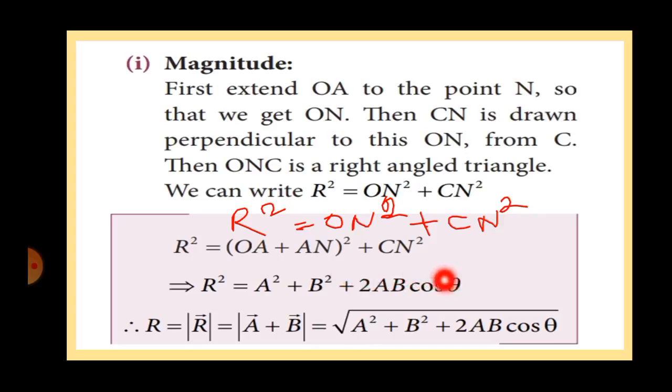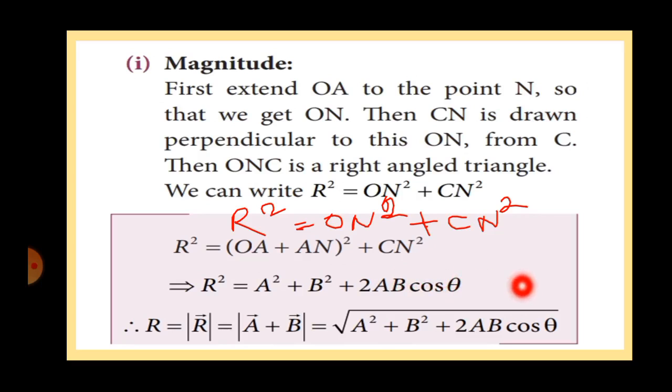Now we can write it in magnitude form. R is equal to modulus of A vector plus B vector, that is equal to square root of A square plus B square plus 2AB cos theta. Are you clear, children? Okay.